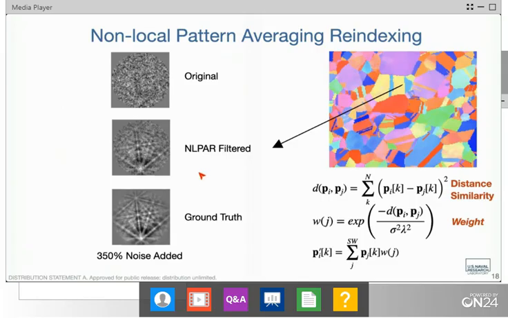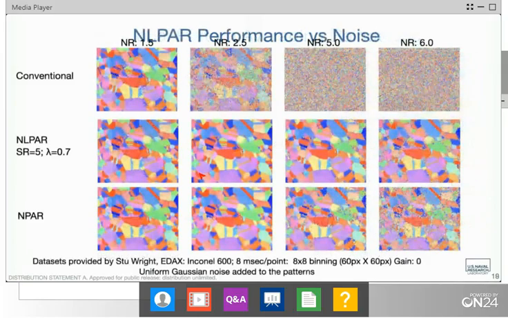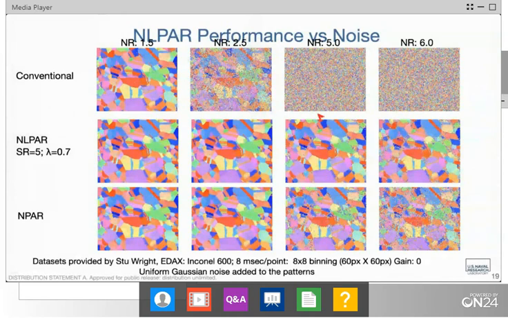So as an example, I just want to show just a little bit more here. This is a comparison between conventional indexing. Here's that noise ratio across the top. I apologize for the covering of the title there. But as we go up, we're adding further and further noise to these patterns. You can see that the conventional indexing basically falls off and you get nothing but noise. You can see the NLPAR does a fairly decent job, but the NLPAR, because we can use these larger search windows, is able to maintain a higher data quality for longer while still maintaining these small features. We haven't erased all these small features that you saw within the original data set.